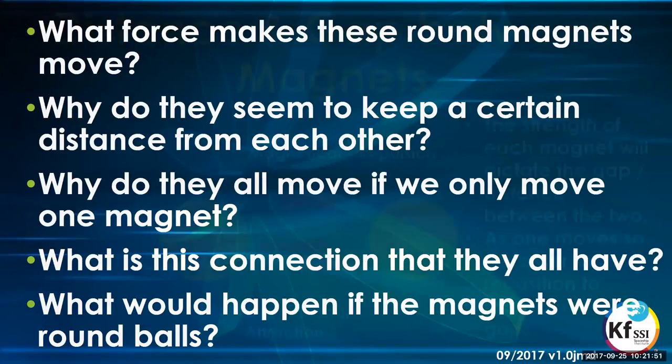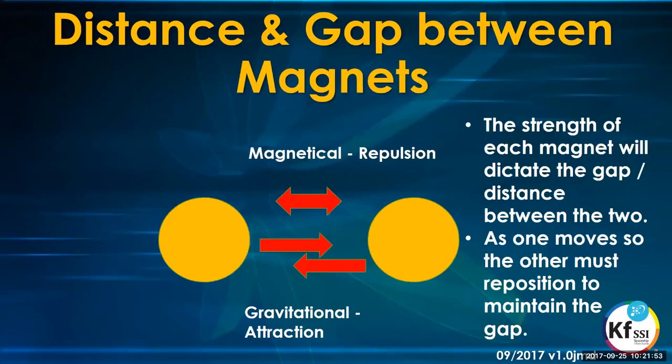And so when we look at the distance and the gap between the magnets, the strength of each magnet will dictate this gap and this distance between the two. So as one moves, the other will reposition to maintain that gap. And so we're having the magnetical in repulsion and also having gravitational on the attraction.